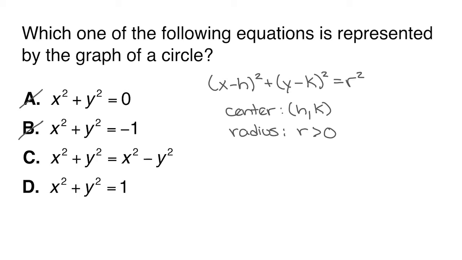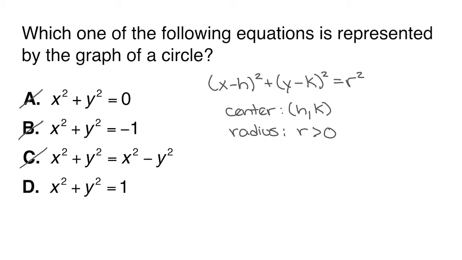In part C, or choice C, we have x squared plus y squared equals x squared minus y squared. If we subtract x squared from both sides of the equation, this equation would simplify to y squared equals -y squared, or 2y squared equals 0. This is not the equation of a circle.